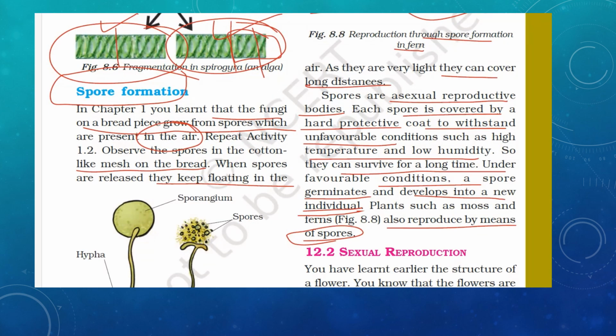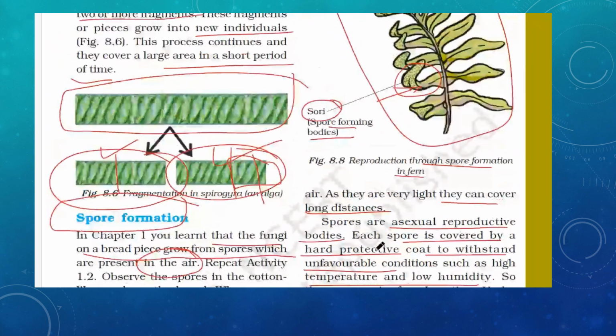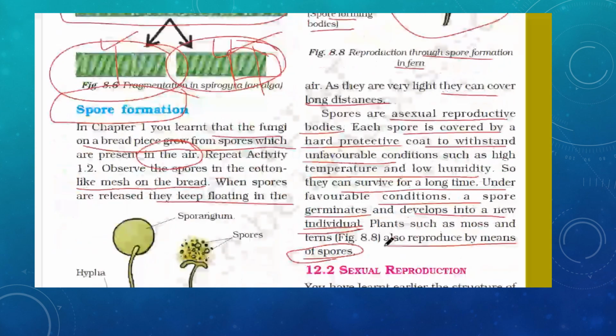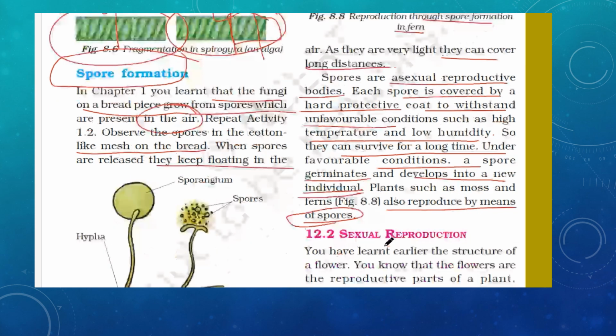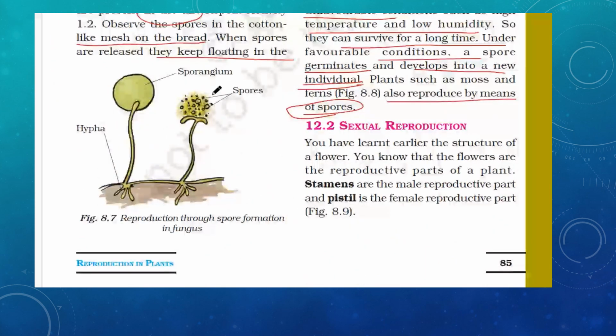This spore formation on bread we have seen through spores. They form a meshwork and the spores are formed, and these are cottony mesh-like things on the bread. So that is spore formation when the bread gets spoiled. Okay, so what are the parts of a spore? If these are spores, this hard outer covering is the sporangium and this base is called the hypha.